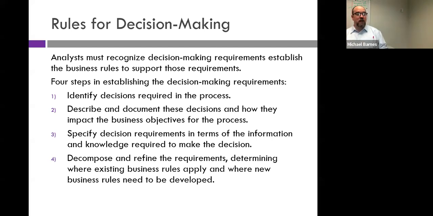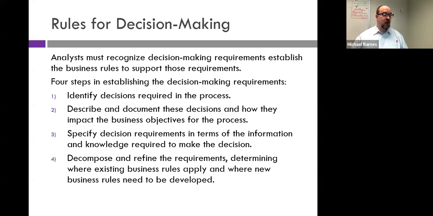So we have 4 steps in establishing decision-making requirements. First of all, identify the decisions required in the process. Can't really answer any questions unless we understand what decisions we need to make. Next, we have to describe and document these decisions and how they impact the business objectives for the process. Now, you can basically shorthand this particular step as saying we need to document everything with respect to the decisions. If we don't document it, then we can't actually move forward with the process because we don't know what the decisions will be.